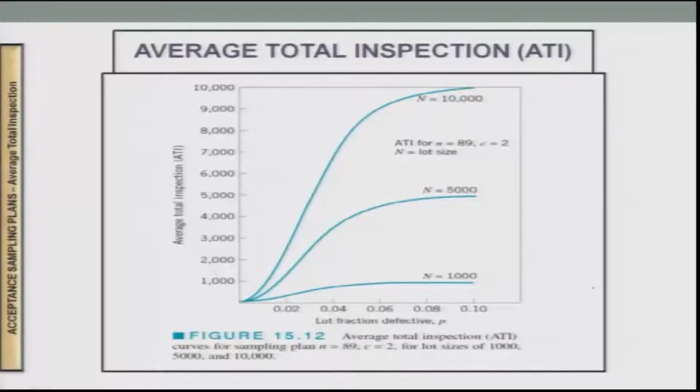So, this figure 15.12 gives you the average total inspection curves, given that small n is 89 and C is 2, for lot sizes depending on how you have taken them. The lot sizes in one case is 5000, in another case 1000, and in another 10,000.